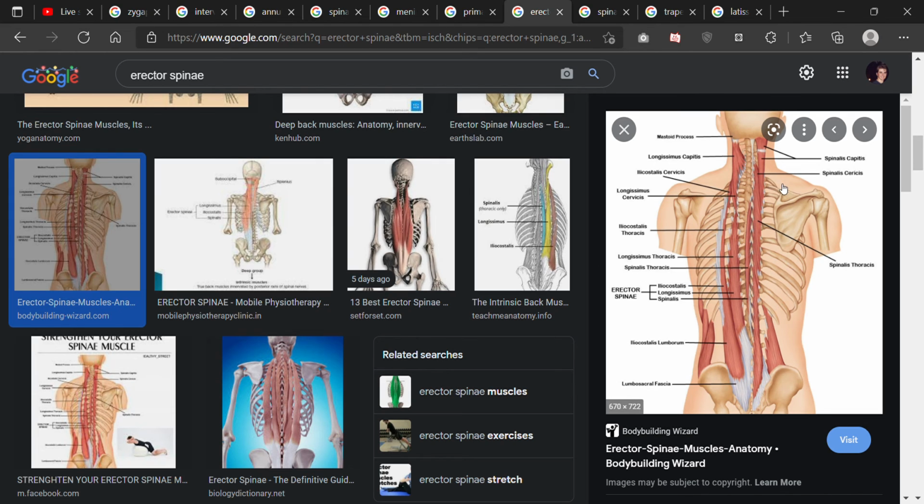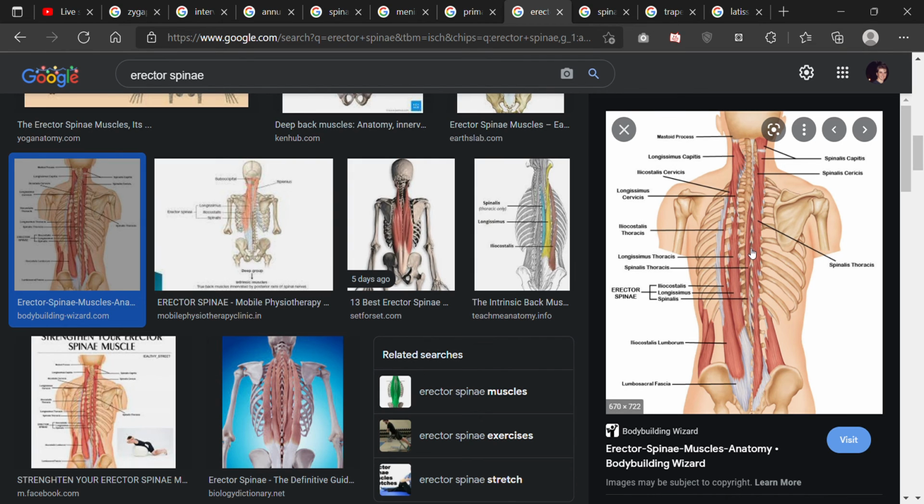Then you have the longissimus, which is thoracis, cervicis, and capitis. And then you have the spinalis, which is the smallest and most medial in the spine, and which is thoracis, cervicis, and capitis.